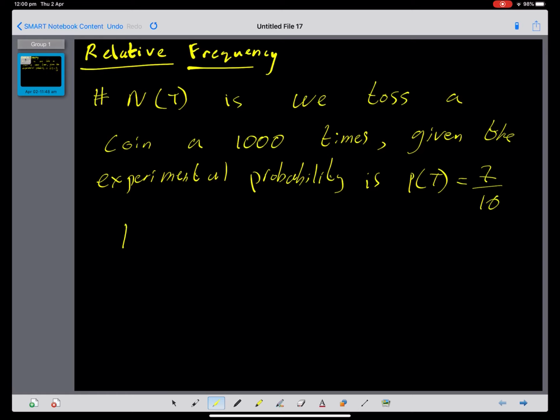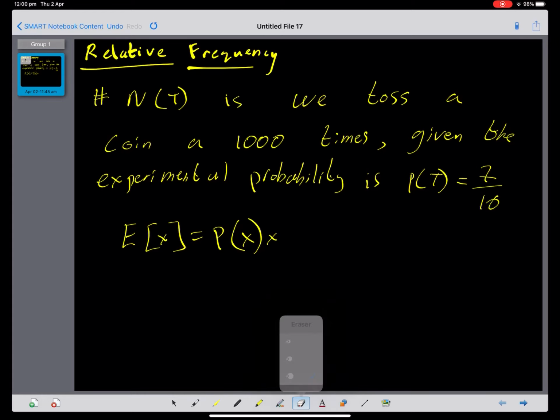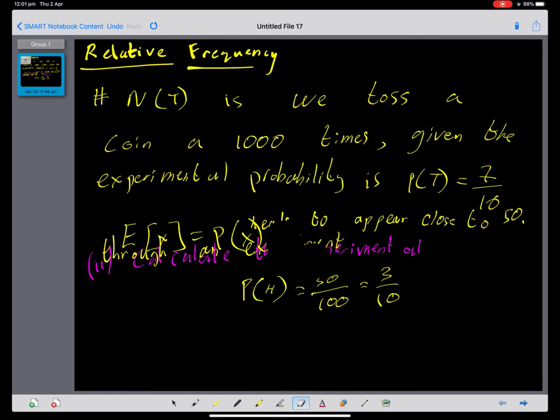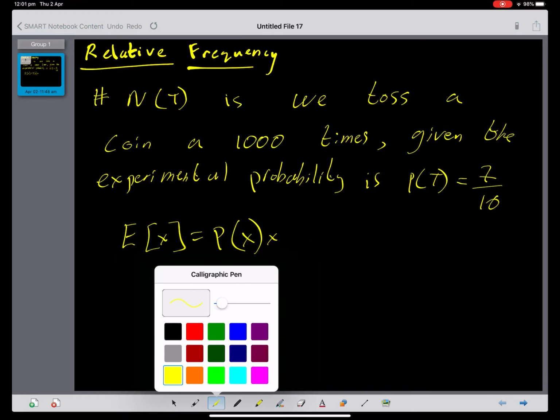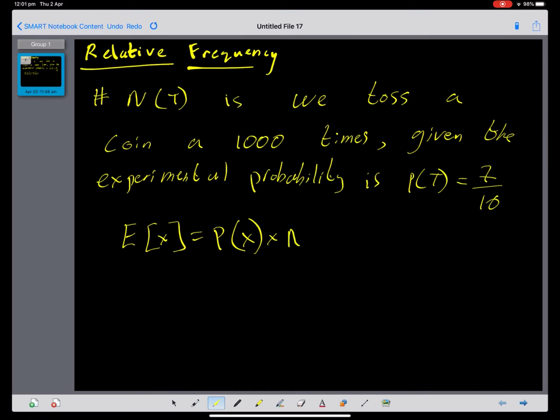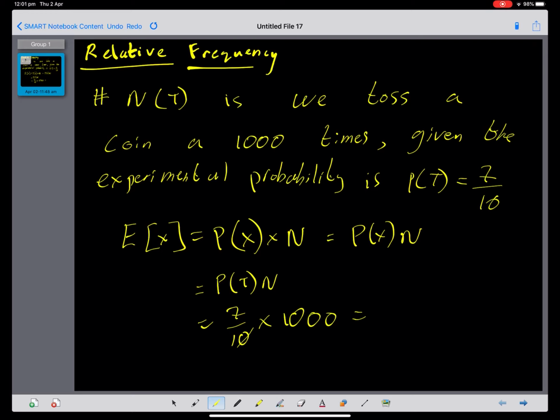Okay, there's a special formula for expected value, and it's the probability of x multiplied by the number of times the experiment happens. Times, I'm going to say n. That could be p of x n. Okay, so let's do that then. The probability of x, which is a tail, multiplied by the number of times. So the probability of tail is 7 over 10 multiplied by 1,000. So we can cancel a 0. So we would expect a tail to appear 700 times.